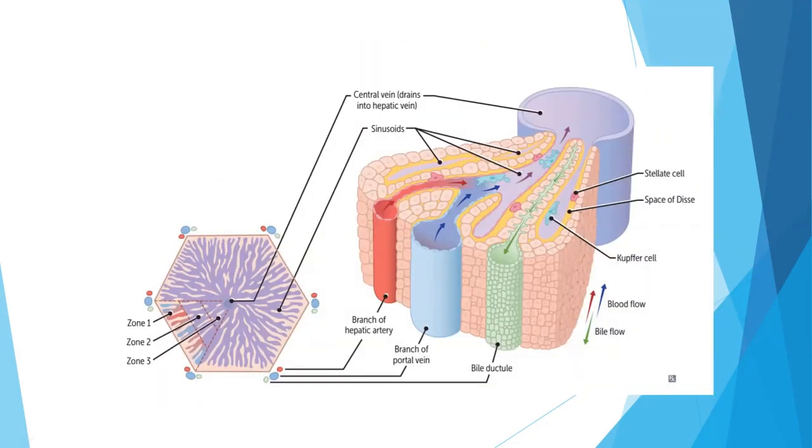Now this is also the same thing. Here you can see this is zone 1, this is zone 2, and this is zone 3. This is the artery and so on. So this is the most perfused area, this is the intermediate, and this is the least perfused area.